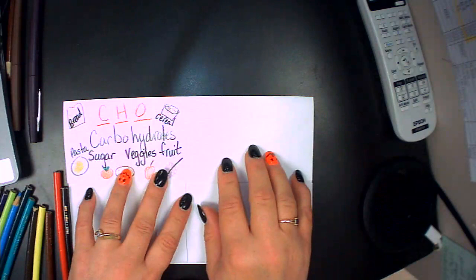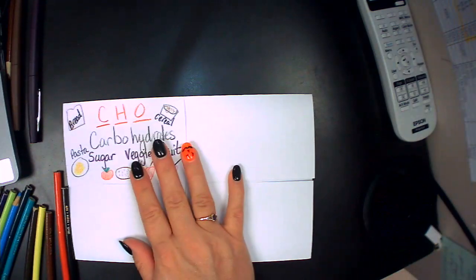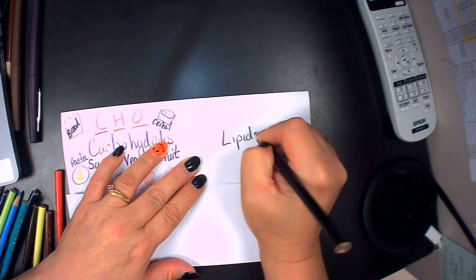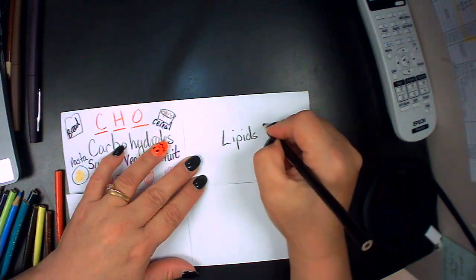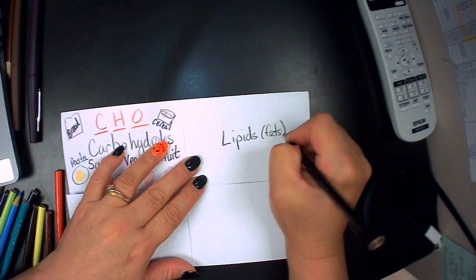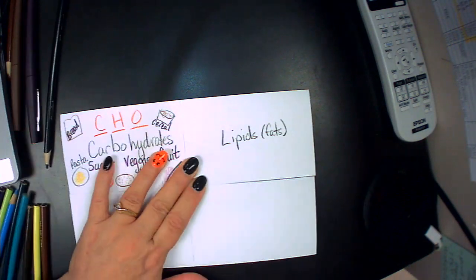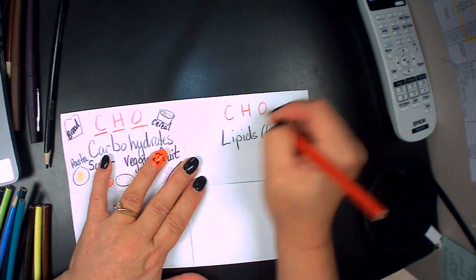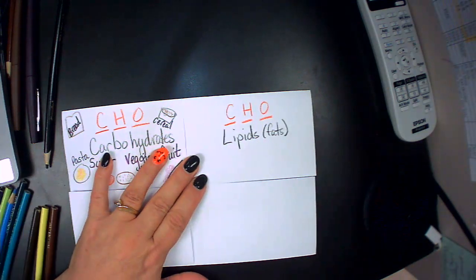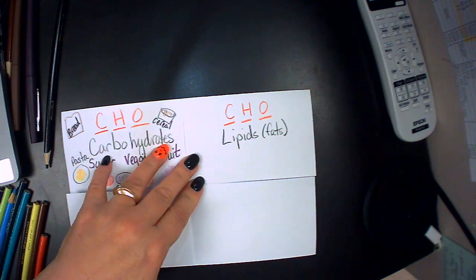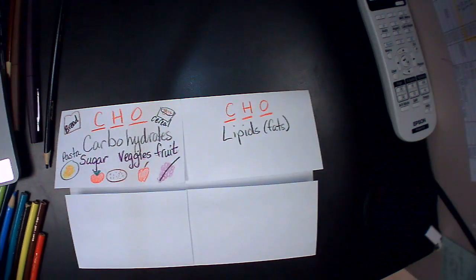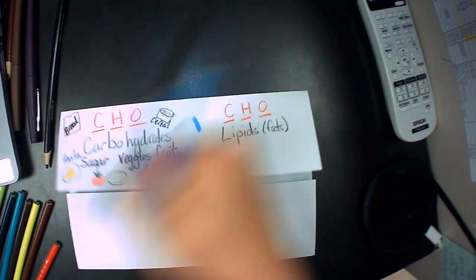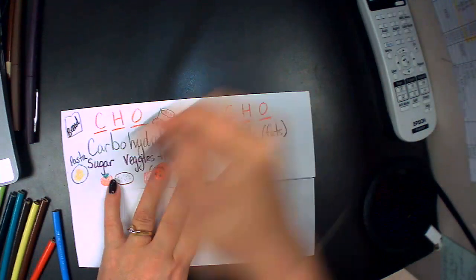Next, our next flap that we are using over here, we're going to use it for lipids. Remember, another name for lipids is called fats. And the molecules that make up lipids are C, H, and O. This is our second CHO. So we have lots of examples of lipids and fats. Okay, here's one. Here we go.